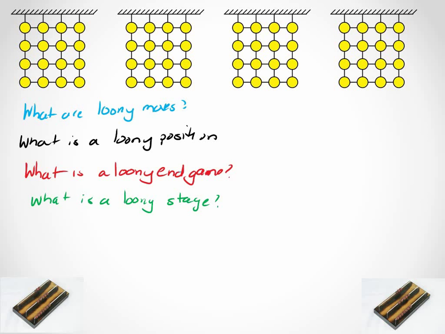And then I have definitions I want to know. What's a loony move? What's a loony position? What's a loony endgame? What's a loony stage? These four terms I've seen scattered around your book and in papers, but I haven't seen a formal definition of what this is. I have an idea, but that's not good enough.